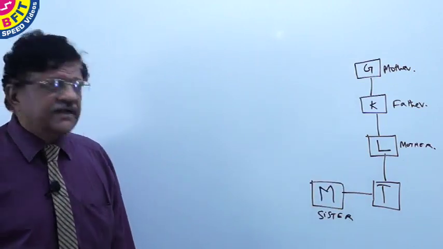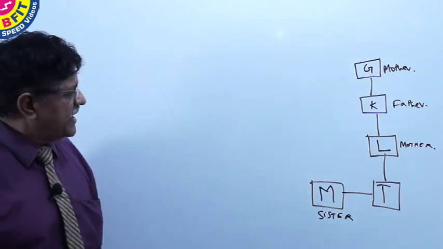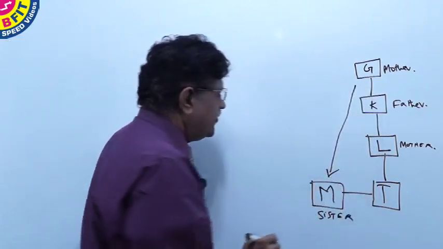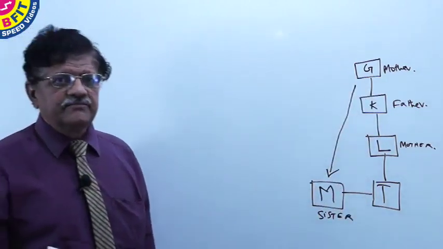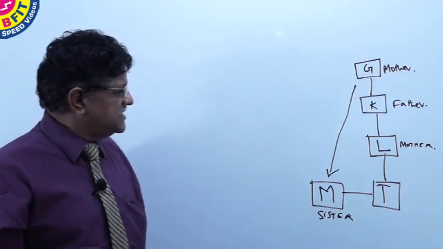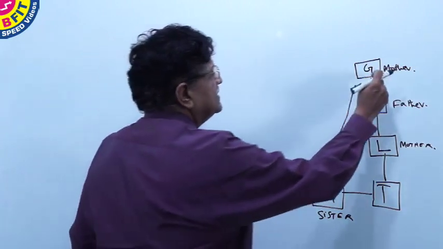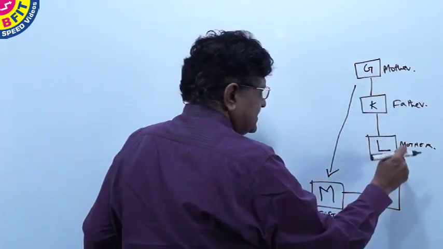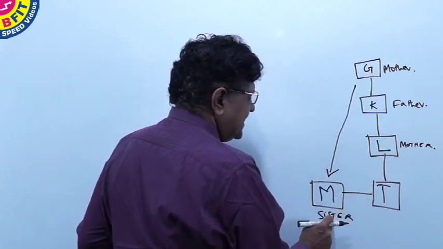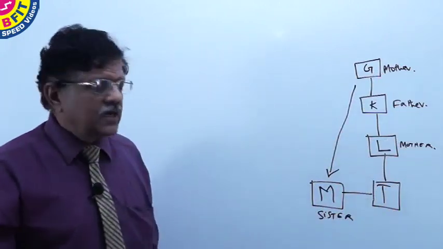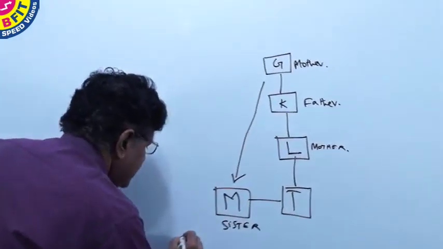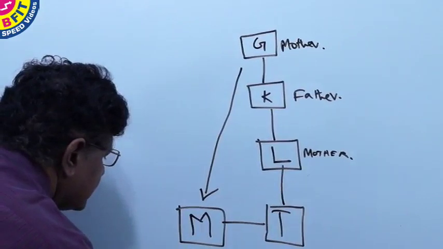Now, what is the question? How is M related to G? If we paraphrase that question, how M will be called by G? Now, this is son, grandson, this is great grandson, and since she is a daughter, she is a lady, she is the great granddaughter. How M will be called? Great granddaughter.